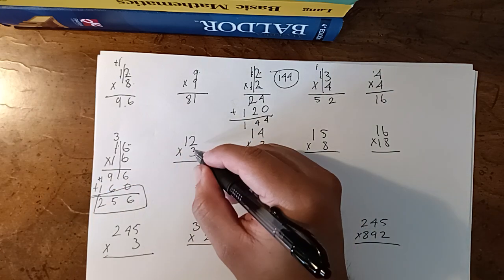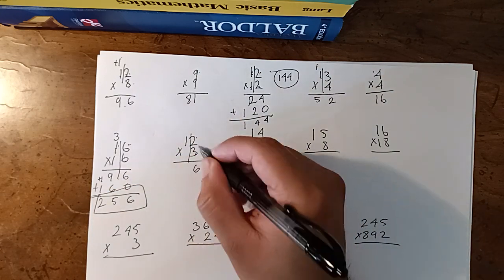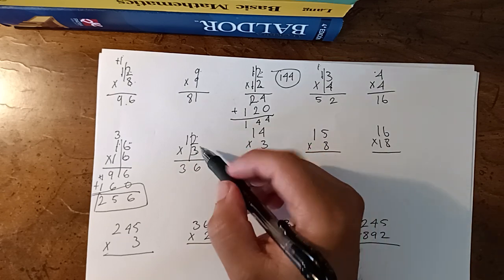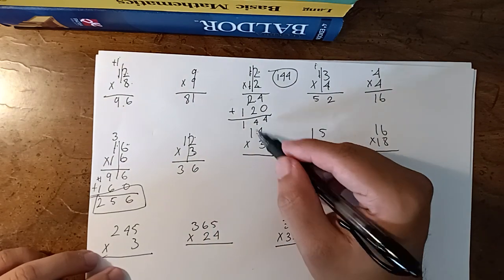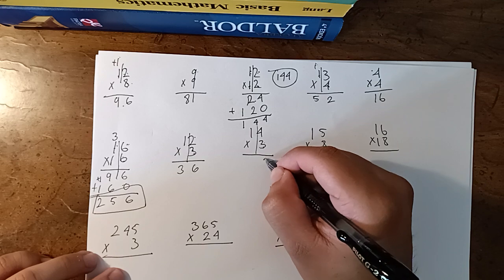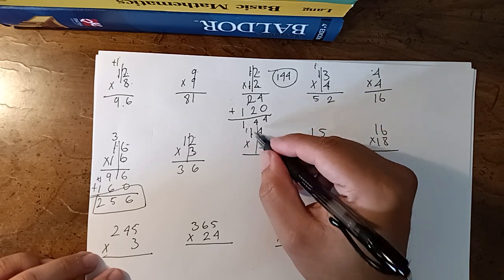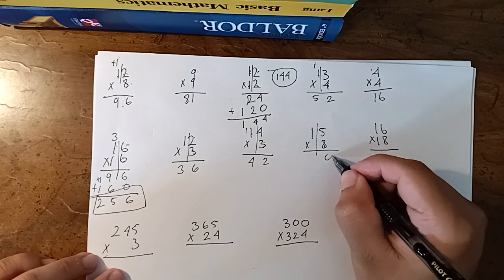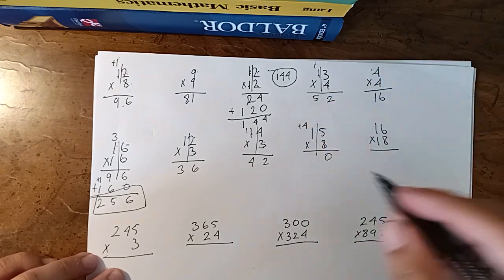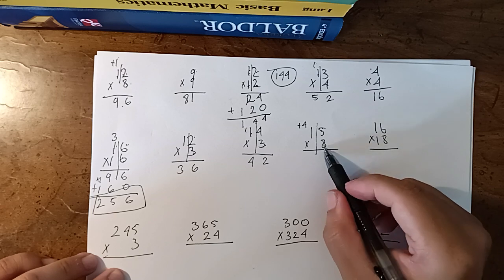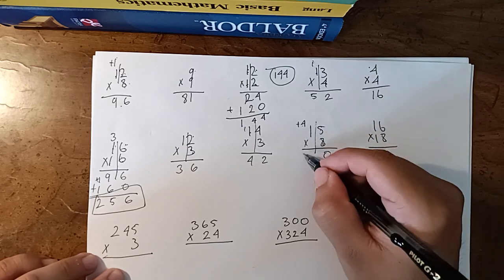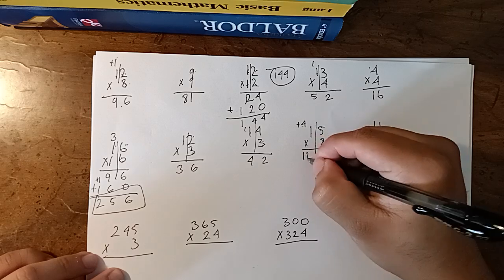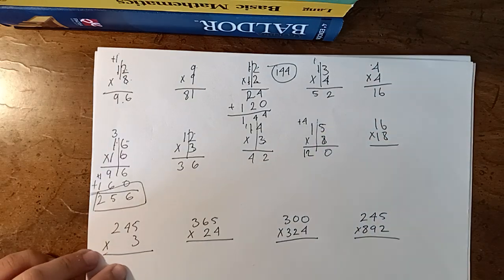Over here, 6, 3. 12 times 3 is 36. Same thing over here. 12. 3 plus 1 is 4. 40 plus 4, because we got 4. This times that is 8 plus 4 is 12. 120 is the answer.